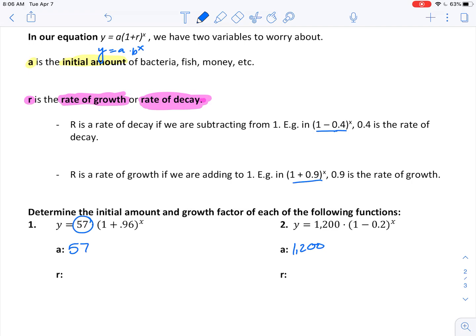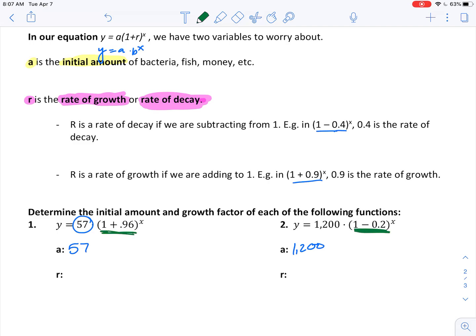So let's check out a few examples here. Let's look for our initial amounts first in 1 and 2. So the initial amount is the initial number you see. So 57 is the first number you see here. 1200 is the first number you see in number 2. Those are the initial amounts, the a value in these functions.